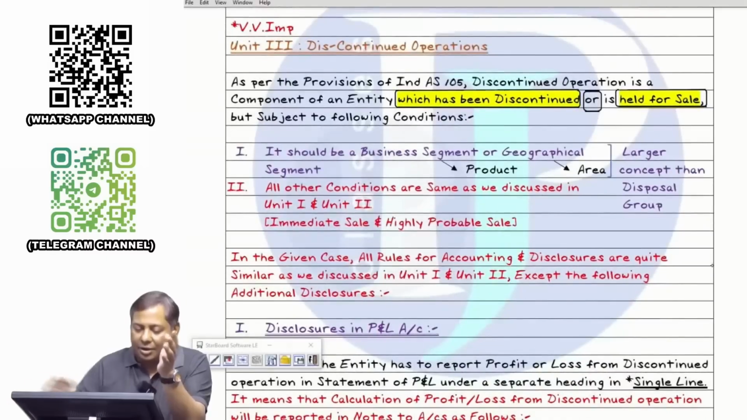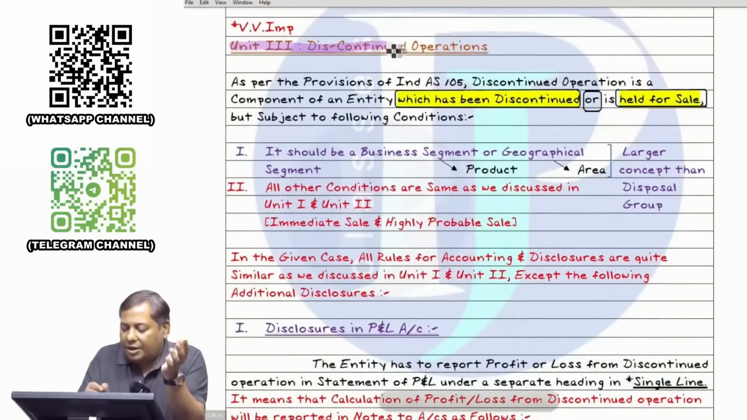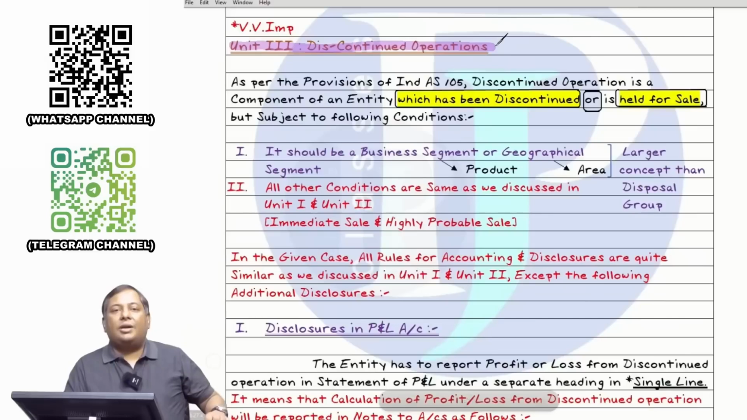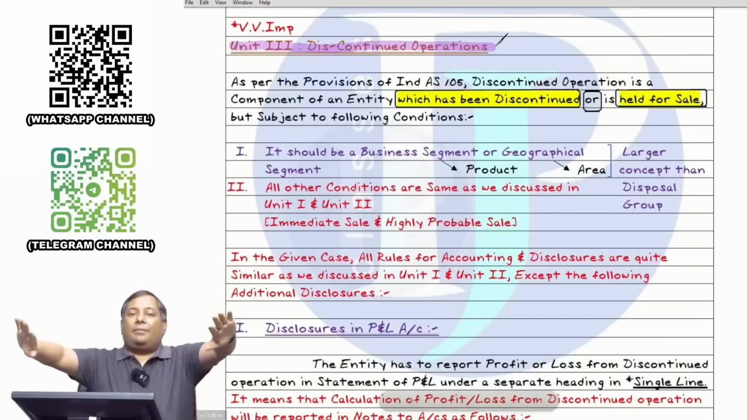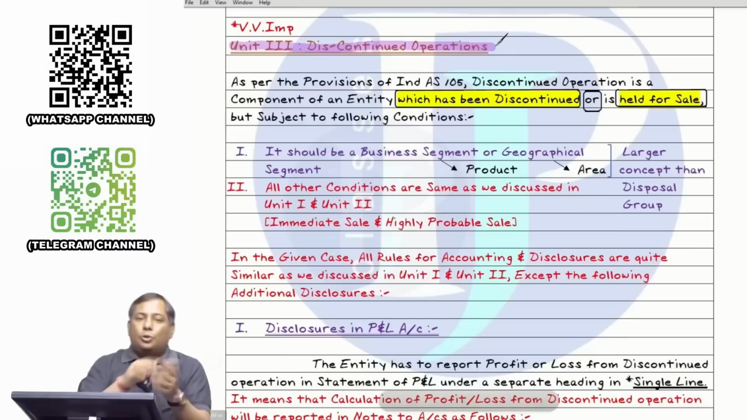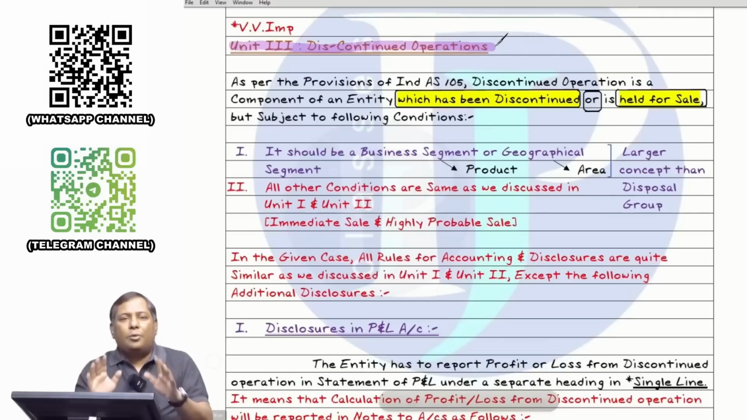Now I am on unit number 3. What is the third unit? This is about discontinued operations. Discontinued operations come under the purview of the disposal group. This is largely related to it. What you did in the disposal group, you have to do the same thing. There is nothing new to do. Just keep in mind that this is a broader concept compared to that.